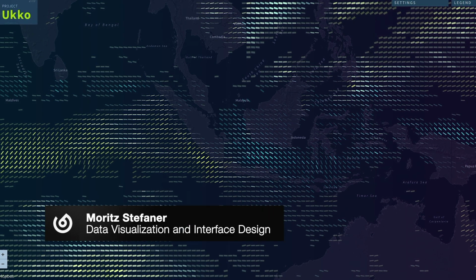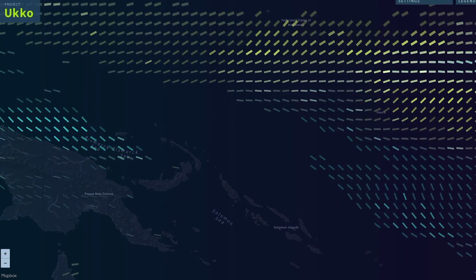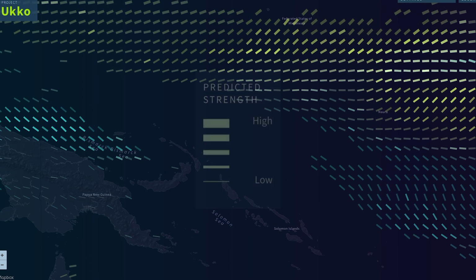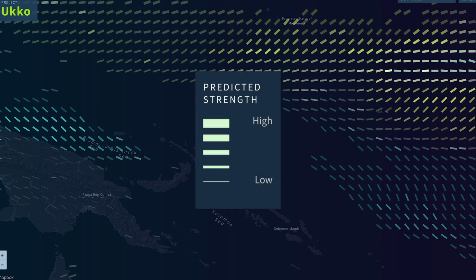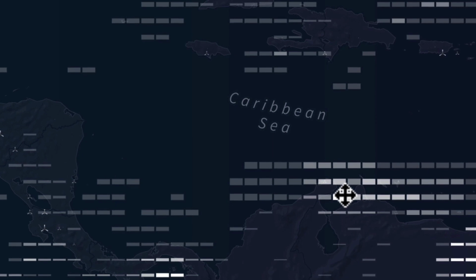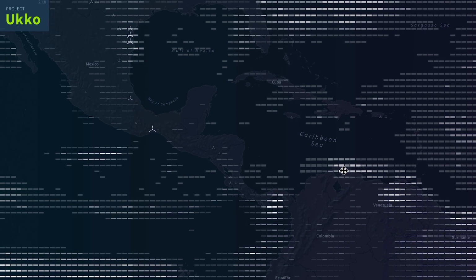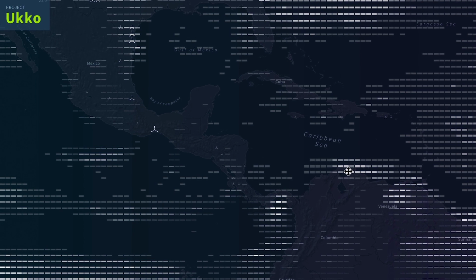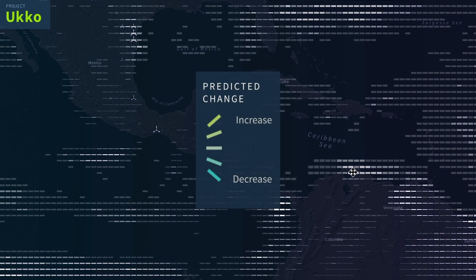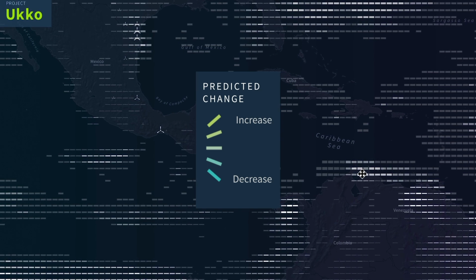Project Ukko presents a completely new way to look at seasonal wind predictions. It's a world map with a data overlay. The thickness of the lines indicates the predicted wind speeds in a region. The predictive skill of our model is shown in the opacity of these symbols. Bright, very visible lines mean our model has been very useful in this region in the past, but we don't show any symbols if no useful prediction can be made. Finally, the most probable trend of the wind speed is encoded in the color and rotation of the lines.